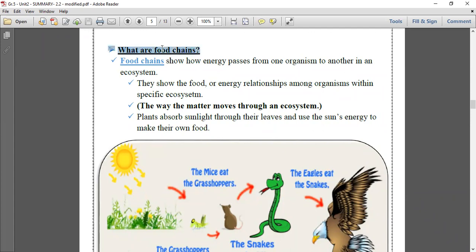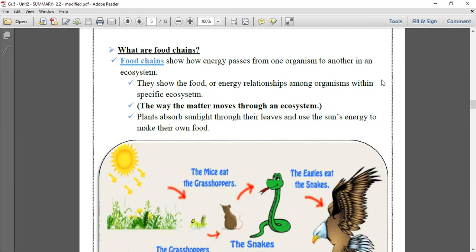What are food chains? What do you know about food chains, or what is the meaning of the term food chain? Food chains show how the energy passes from one organism to another in an ecosystem. Do you remember when we talked about plants and animals? We said that the plants use energy from sunlight to make their own food. Then when animals eat plants, this energy is transferred to the animals. When other animals eat these animals that already ate plants, the energy moves to these animals and so on.